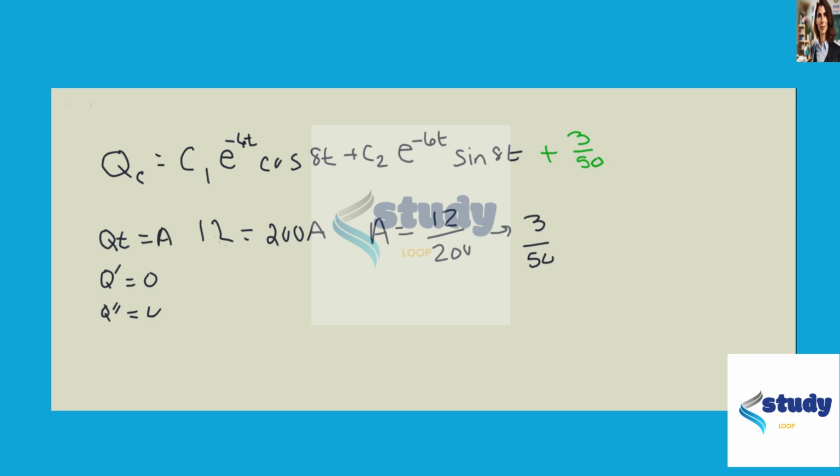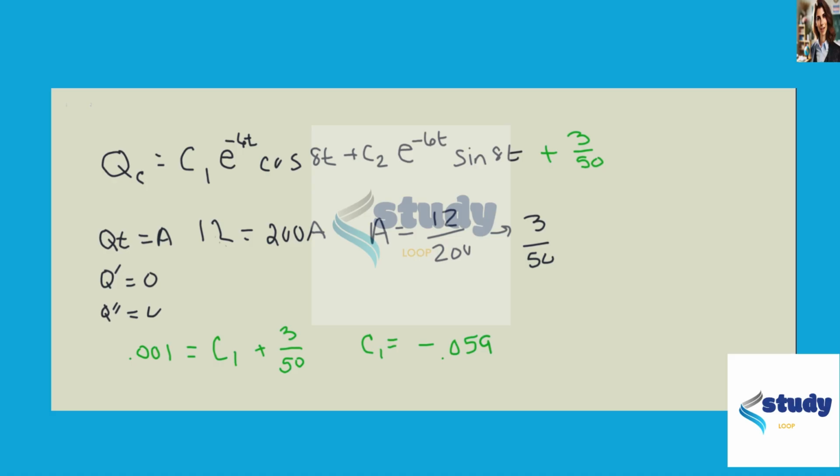And now I'm going to solve for my C1. So I'm going to put in 0.001 equals, and every place I see a t, I'm going to put in a 0. So that gives me C1. Sine, of course, would be wiped. This whole thing would be wiped out. So I only have C1 times cosine of 8 times 0, which is 1, plus 3 over 50. So C1 gives me negative 0.059.